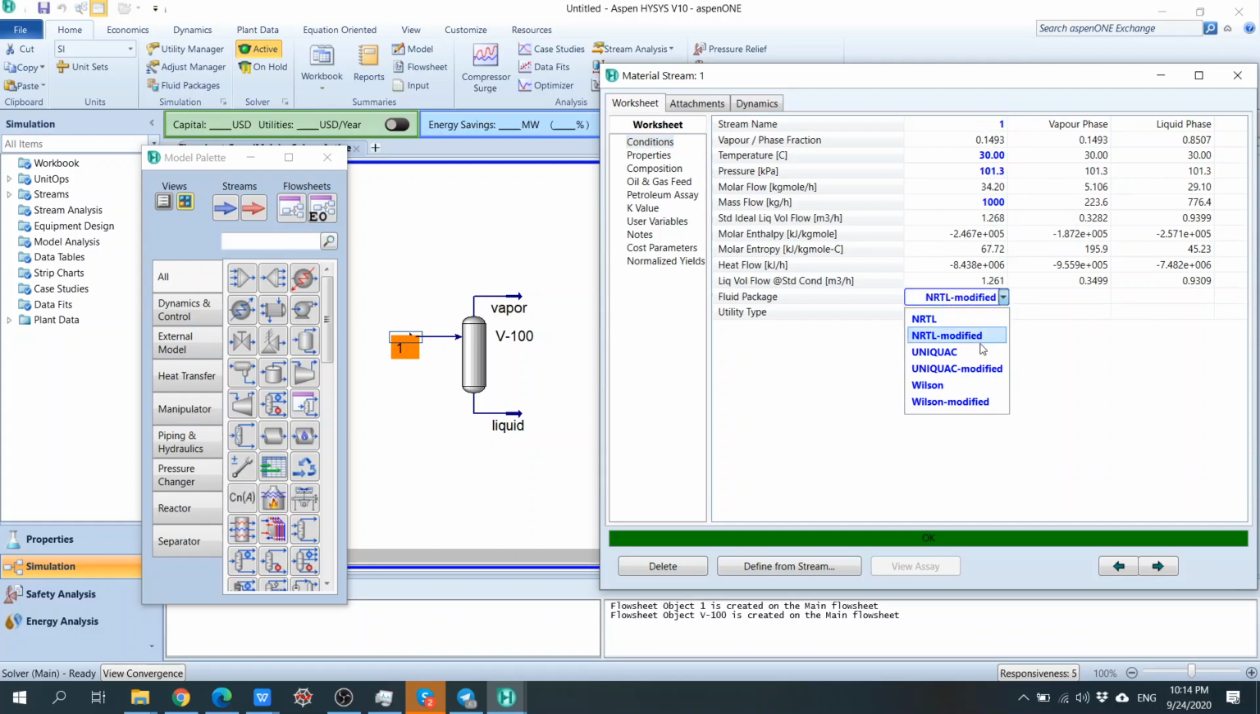The same goes if we do the UNIQUAC. UNIQUAC gives 8%, and then the UNIQUAC modified gives 15%, and then the Wilson, nothing. So according to Wilson, everything is liquid, no gas. But then if we use the Wilson modified, 15% is the one that goes to the vapor phase.